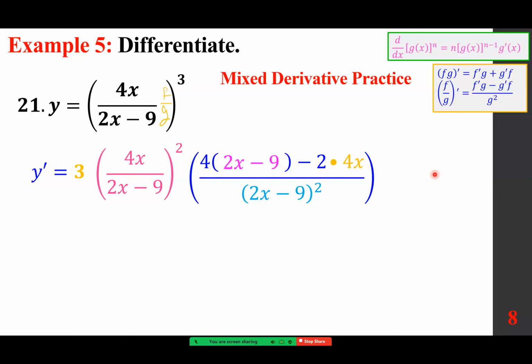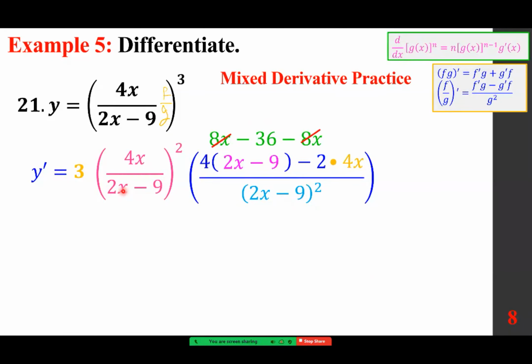Now, first, let's simplify this. 8x minus 36 minus 8x. These two cancel each other. So if we go with a fraction bar, what is at top? Number 3, 4x quantity squared, and minus 36. Please understand, this is 4x to the second power over 2x minus 9 to the second power.